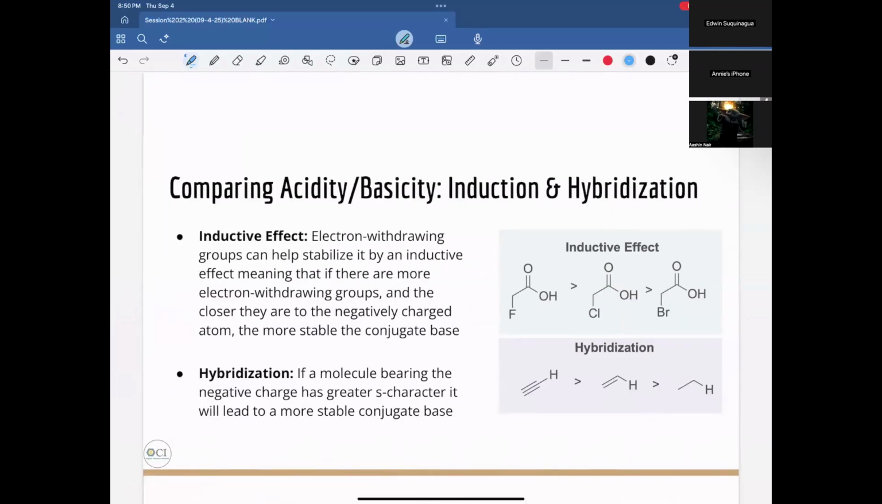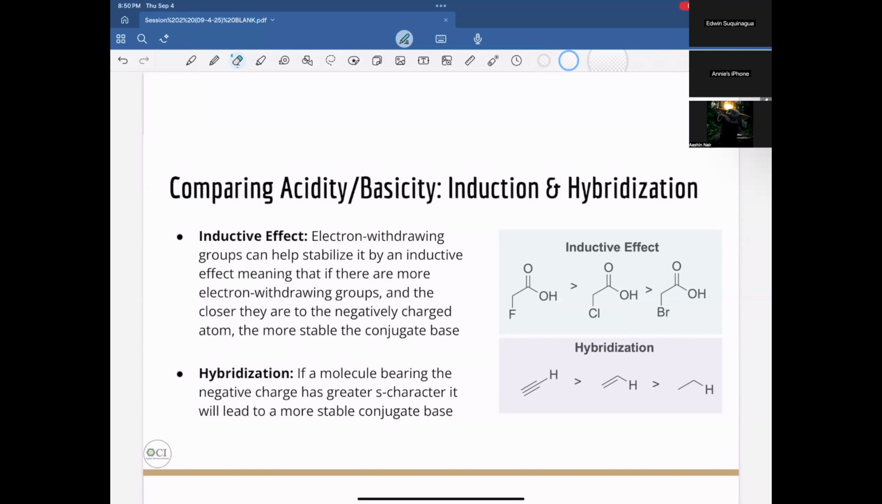Alrighty, so here are the last two things to consider when we're looking at our acidity and basicity. Our inductive effect, like I talked about a little bit before. Induction is based on whether or not we have electron withdrawing groups around that can stabilize that charge by sort of pulling some of that negative charge towards themselves, right? Having an electronegative atom nearby is significant for that, but also having multiple electronegative atoms nearby. So if you have one fluorine next to your charge, that's not as good as having two fluorines, which isn't as good as having three fluorines.